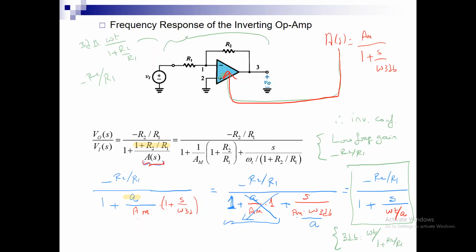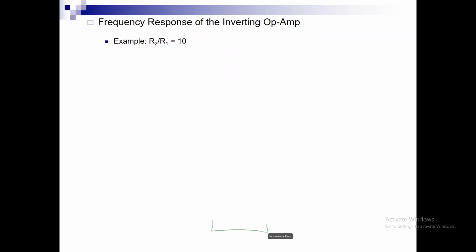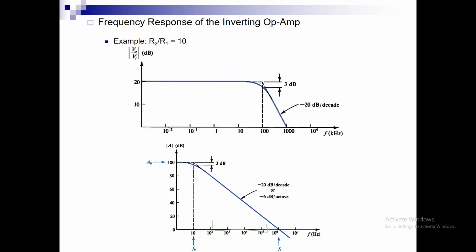Does anyone have a question? Okay. So we started with an open loop system with one pole, and we got the pole for the inverting amplifier system. Here they continue to tell you that you end up with a 3 dB frequency of omega T over 1 plus R2 over R1. Now here he gives an example with the op amp, which has an A of S, the A of S that we saw before.